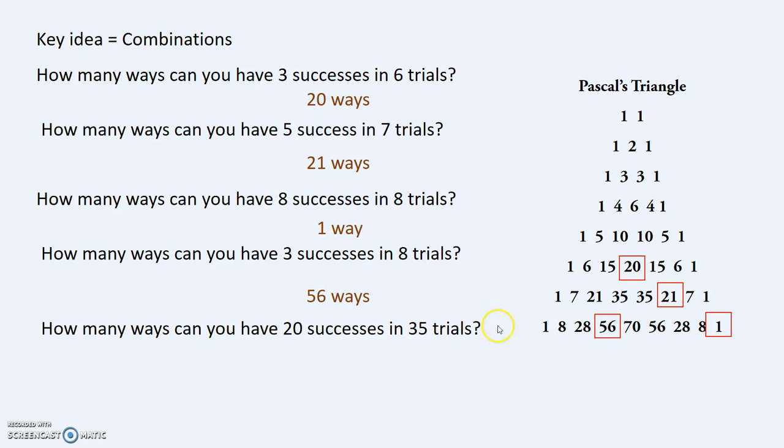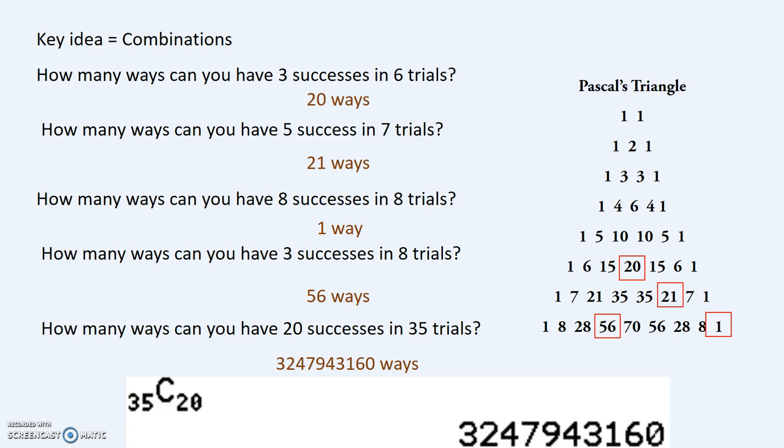Now, 35 trials. I can keep my Pascal's triangle going, but I'll be here till Tuesday. So what we need to do is find a better way to do it, and that's using your calculator. So you'll find somewhere this nCr function, and you'll put in 35 for n and 20 for r, and that tells you there are 3,247,943,160 ways of getting 20 successes in 35 trials.